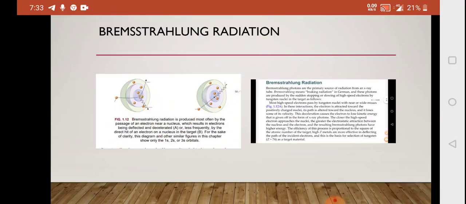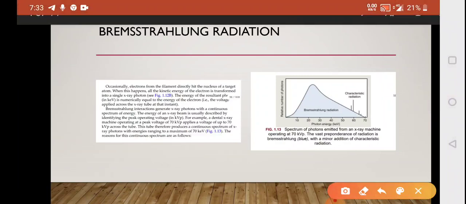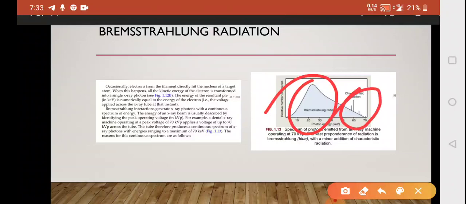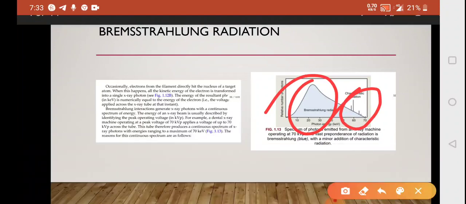The other method, known as characteristic radiation, is found very less. So you can see in this diagram that most of the X-rays are produced by your Bremsstrahlung radiation, and very few X-rays are produced by your characteristic radiation. Characteristic radiation we will be discussing now, and I'll be telling you about it. Before that, let me read it.